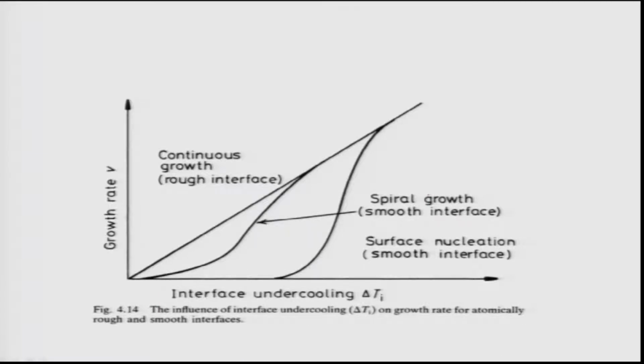Now it is possible to calculate the growth rate, and this growth rate will be a function of undercooling. I am not doing the whole mathematics here; it is there in the book, or you can consider each of these cases. I have done the continuous growth, and I have shown you this is directly proportional to delta T.